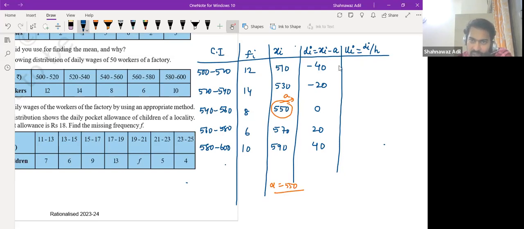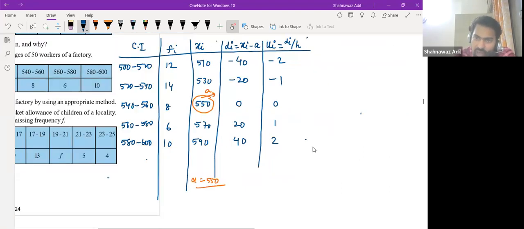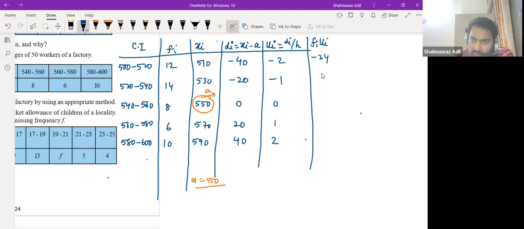So minus 40 by 20. So minus 2, then minus 1, then 0, then 1, and then 2. So you see how much simplified this has become. So now I have to just multiply fi ui. So minus 2 into 12, minus 24, this is minus 40, this is 0, this is 6, and this is 20. So summation of fi ui, this would be how much? And summation of fi is how much?